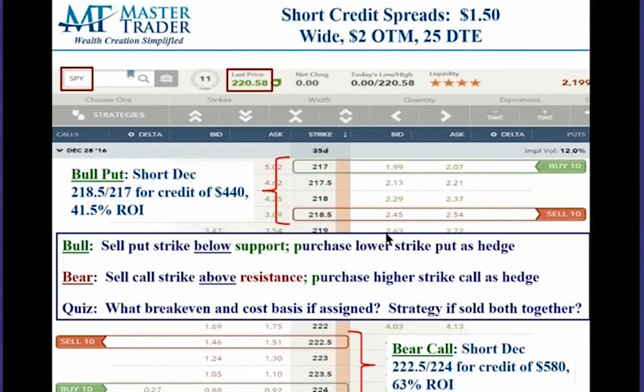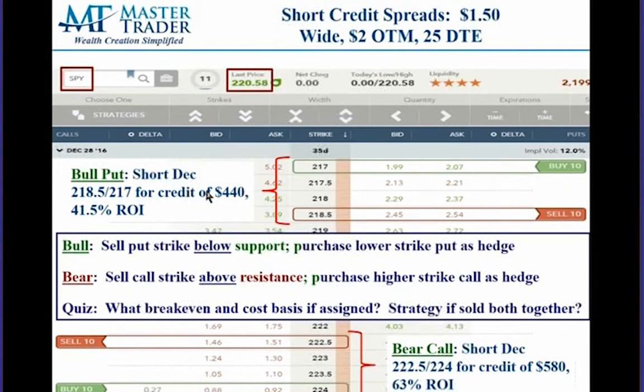So I sell the 218.5, which is $2 higher than the strike price, and I just arbitrarily, for this example, went $1.50 strikes higher. I buy that option.